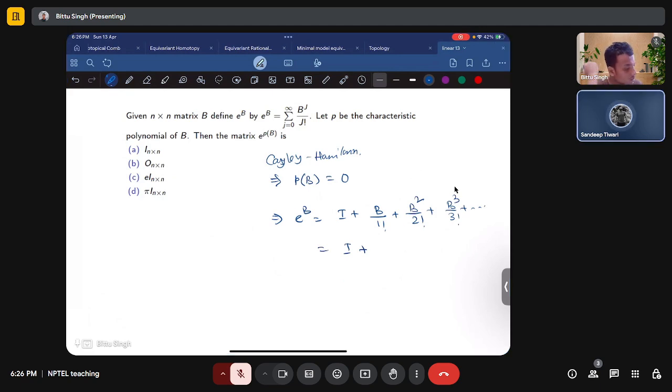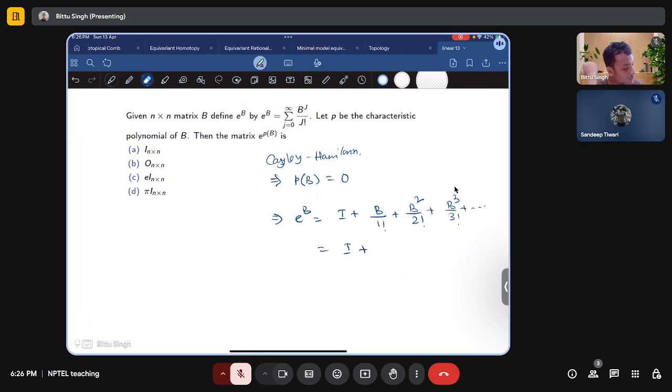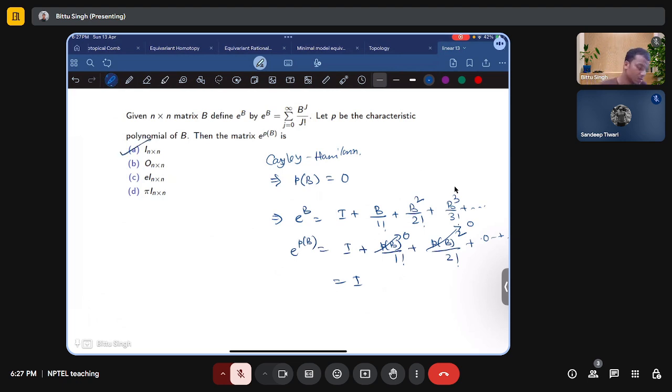Yes, sir, it will become 0, the value of p(B). It is e to the power p(B). So the first term is I, the second is p(B), which is 0, and the same holds for p(B) whole square, which is again 0, and every other term is also 0, right? So I am getting the identity matrix. So this is the correct answer.